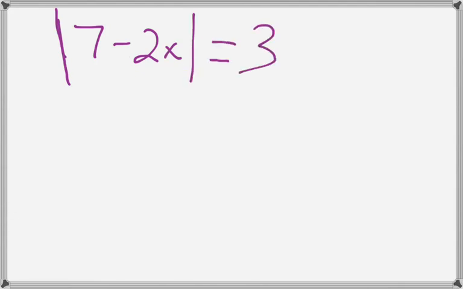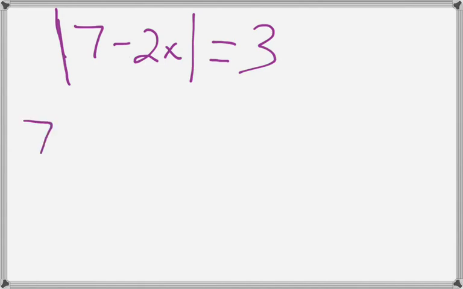So for example, if we have this equation, absolute value of 7 minus 2x equals 3, it doesn't really matter what's inside the absolute value. If you cover the stuff inside up with your hand, you have absolute value of something equals 3. So you think to yourself, if I take the absolute value of something and I get 3, what could that original number have been? Well, maybe it was 3, or maybe it was negative 3.